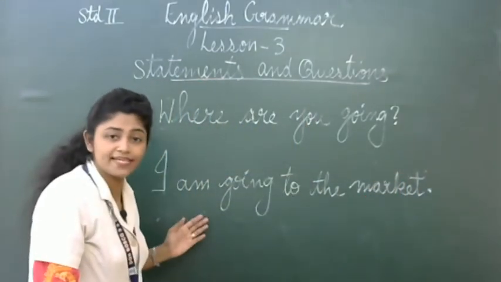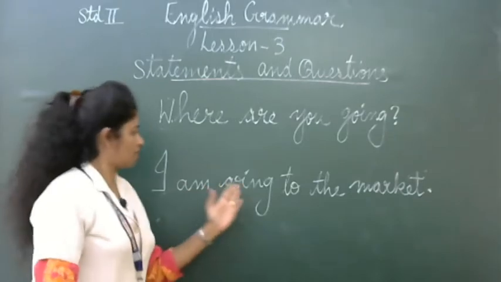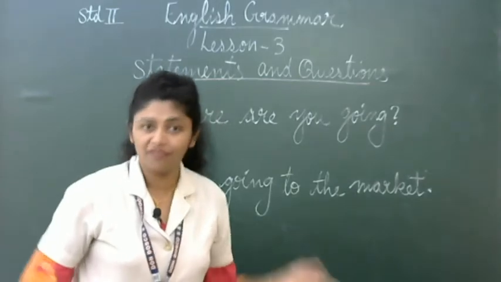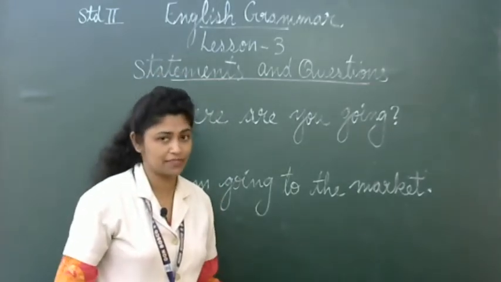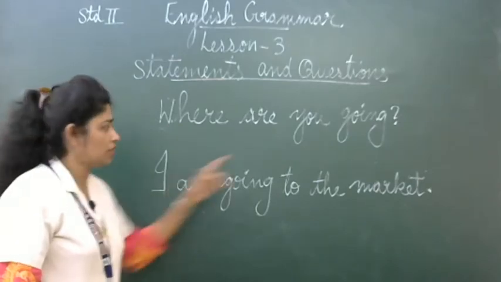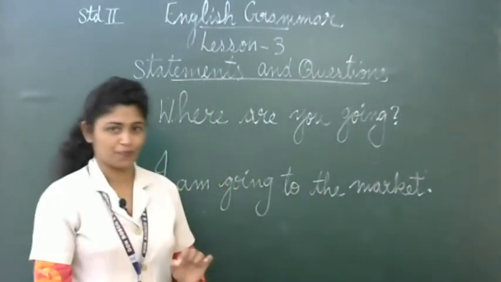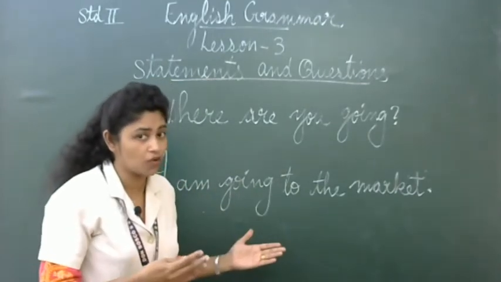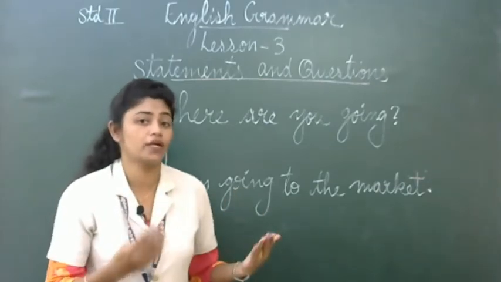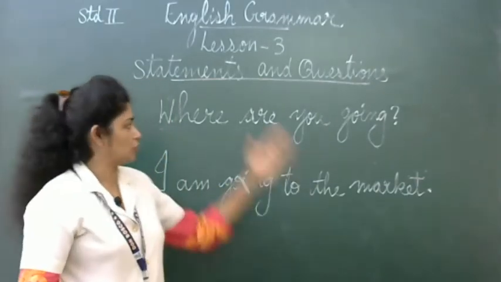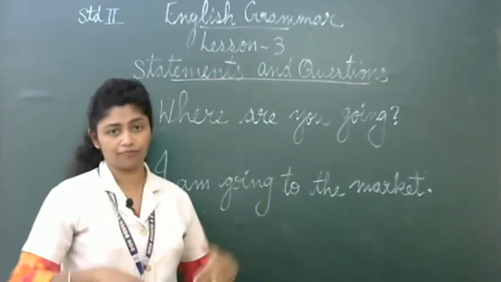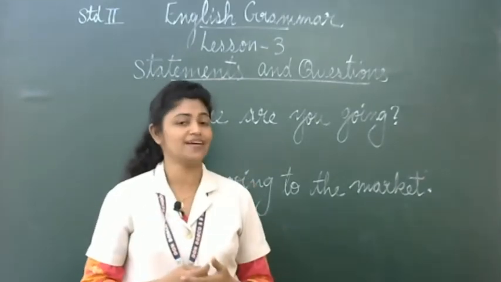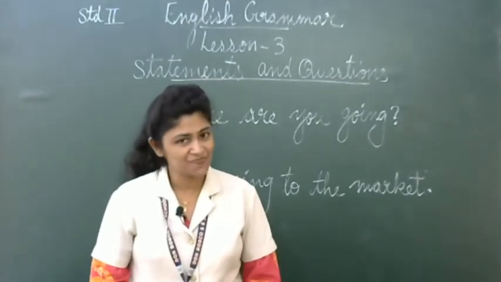Now can you please read this? I am going to the market. Very simple, isn't it? Very simple sentence. Started with capital letter and ended in a full stop. It is telling you something. It is giving you some information, isn't it? So what kind of sentence is this? That is called a statement. Alright. So the sentence which asks you something is a question and the sentence that tells you something is a statement. Okay? Did you get me?